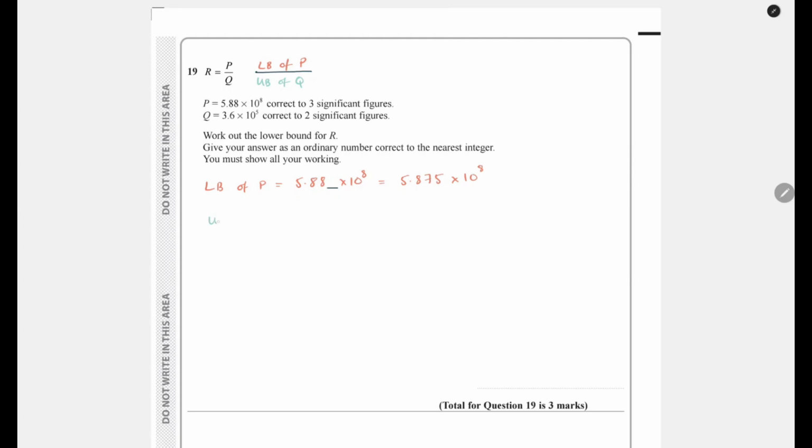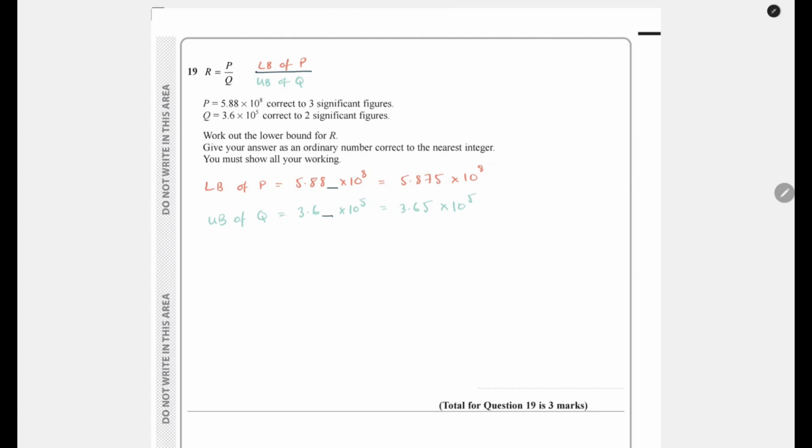To work out the upper bound of Q, we're going to do a similar thing. That's 3.6 times 10 to the power of 5. We look at the next significant figure, in our case the third one, and we go up by 5. And so that becomes 3.65 times 10 to the power of 5.